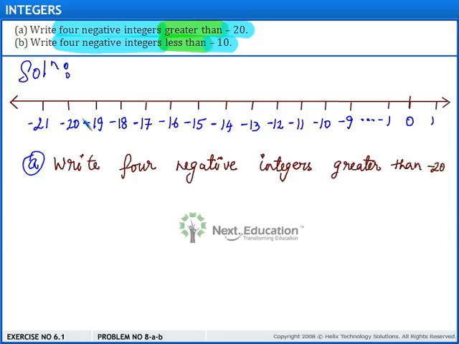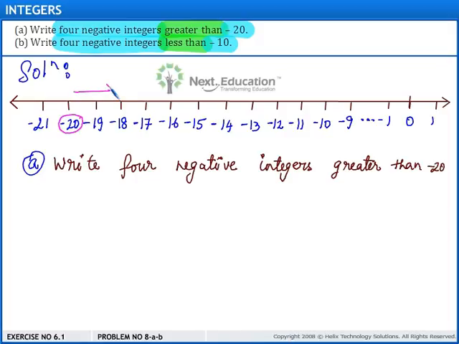Let us mark minus 20 on the number line. We know that the integers which are to the right of minus 20 are greater than minus 20. Now, let us write any 4 negative integers that are greater than minus 20.